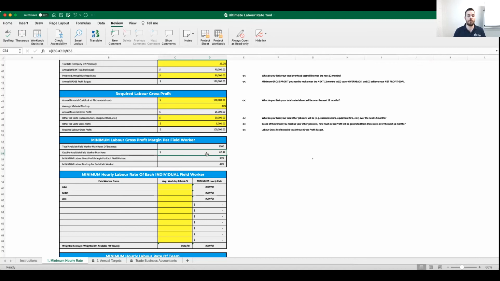That way we're covering the salaries, we're covering our overhead costs, and we're on track to achieve our net profit goal. So what that tells us, and again, don't worry about the maths of this, is that we need a minimum labor gross profit margin for each field worker of 30%. And when you transpose that to markup, that becomes 42%.